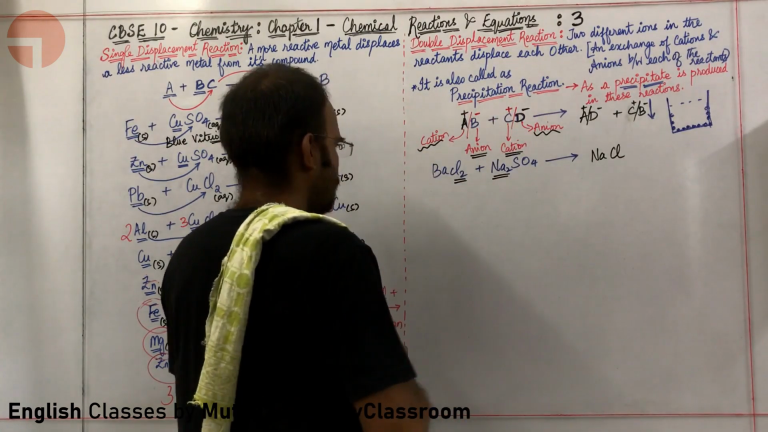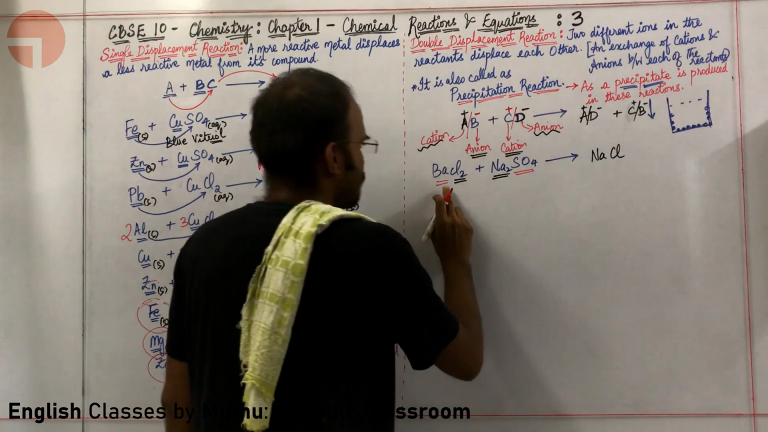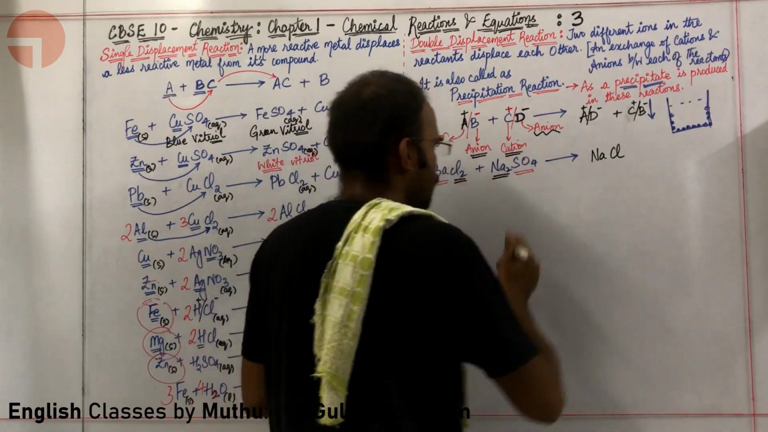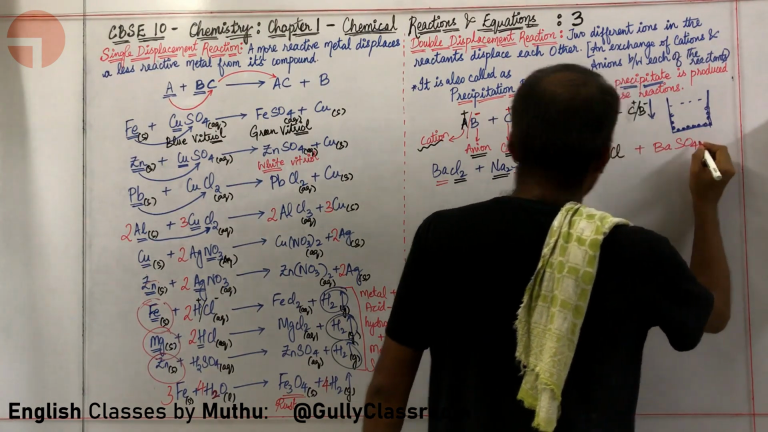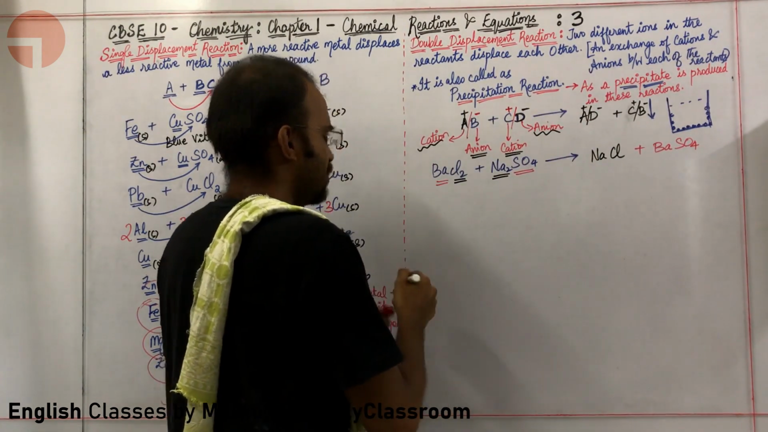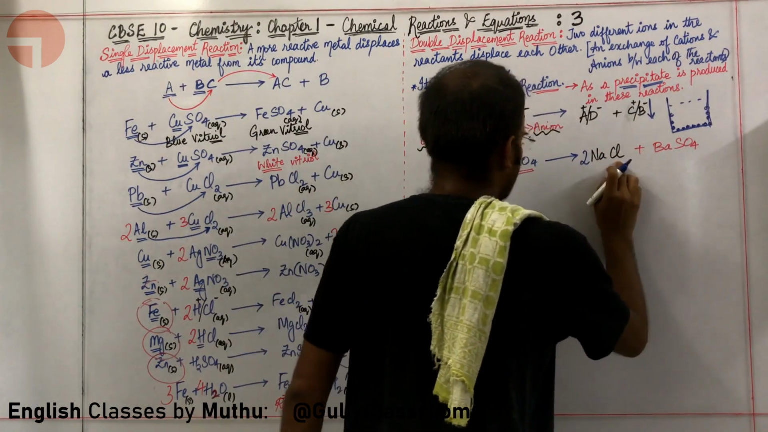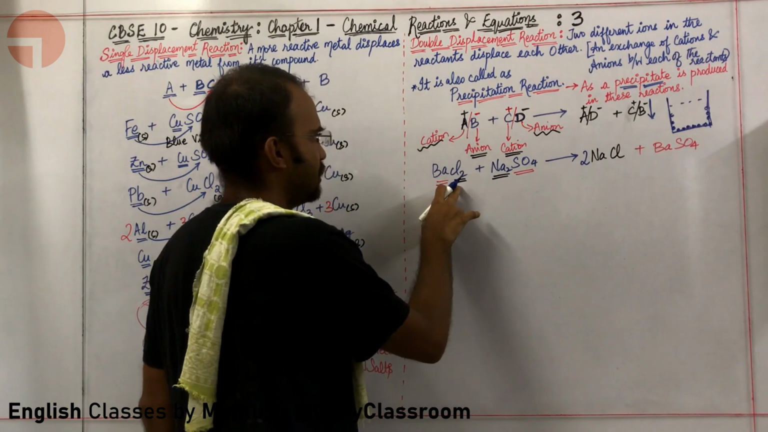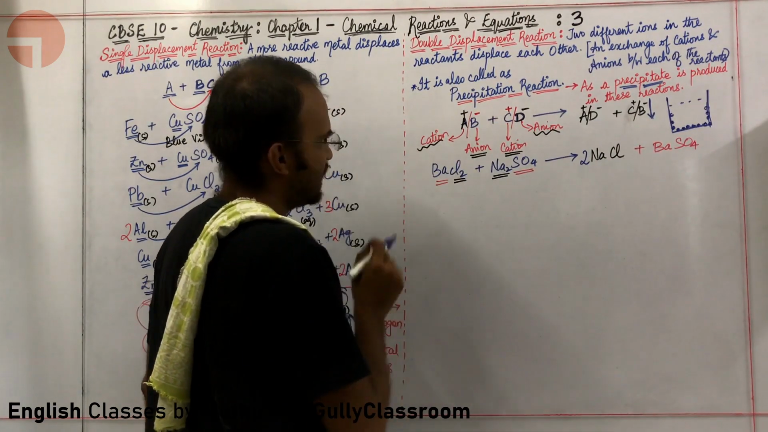Okay, sir. What about the other part of the compound? I will get BaSO4. Okay, is this particular reaction balanced? No, it is not balanced. Here there is 2 Na, so I need to put a 2 over here. Chlorine is 2, but here also chlorine is 2. BaSO4. This particular reaction is now balanced.